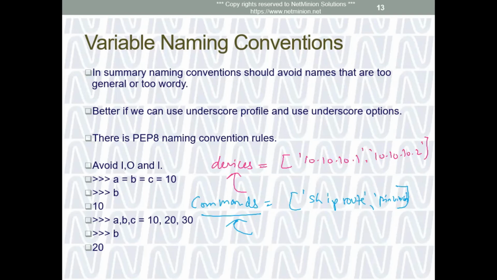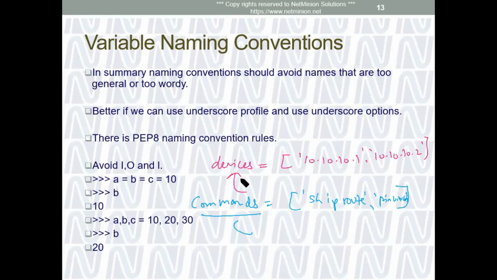Also, according to the PEP 8 guide, there are naming convention rules. They say to avoid capital I, capital O, and small l, because these look like each other, like I, 0, l. All of these are interchangeable. So if you use a single letter like I, you cannot judge whether it is an I or maybe 1 or maybe l. Don't use a single character. That's not a good practice at all.